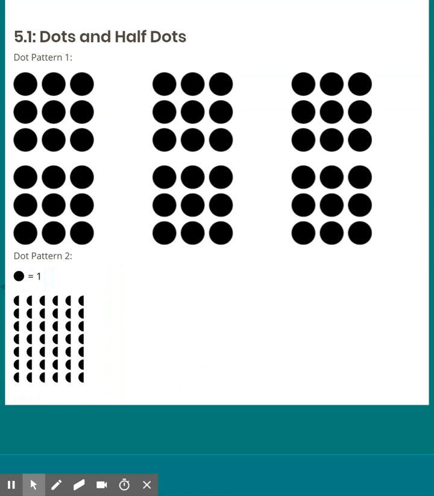It really is building their composing and decomposing skills that you used in the area units and that are continued to be used throughout the middle school curriculum.